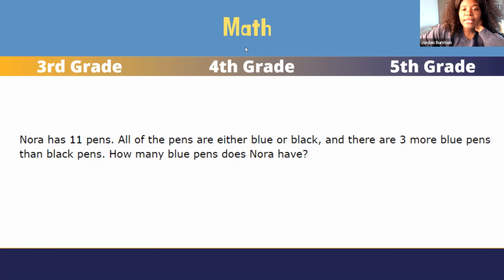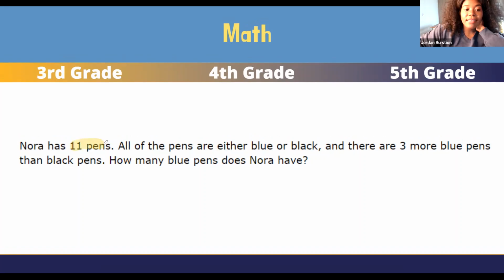All right, so this riddle says, let me get my highlighter. Nora has 11 pens. All of the pens are either blue or black. There are 3 more blue pens than black pens. How many blue pens does Nora have?